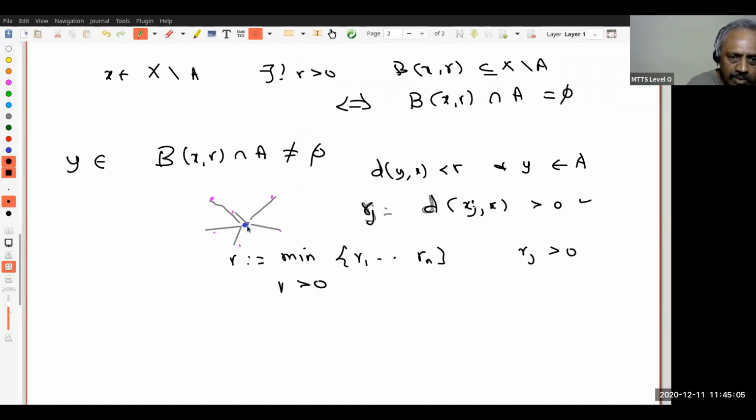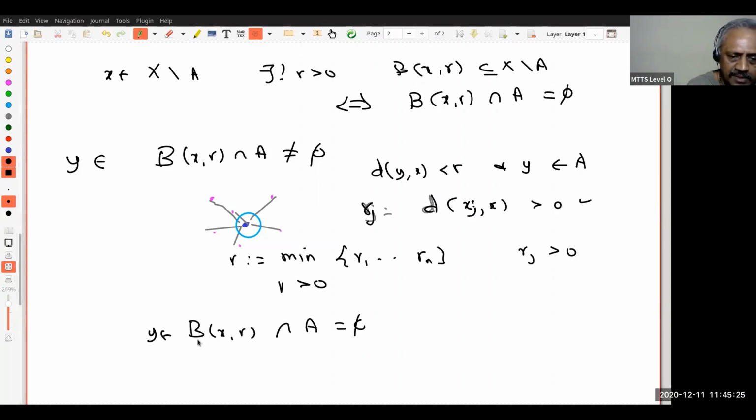So look at the minimum distance and take an open ball around x with that radius. That's it. So what do I do now? I look at B(x, r) intersection A. I claim this intersection is empty. Why? Again, the same thing.